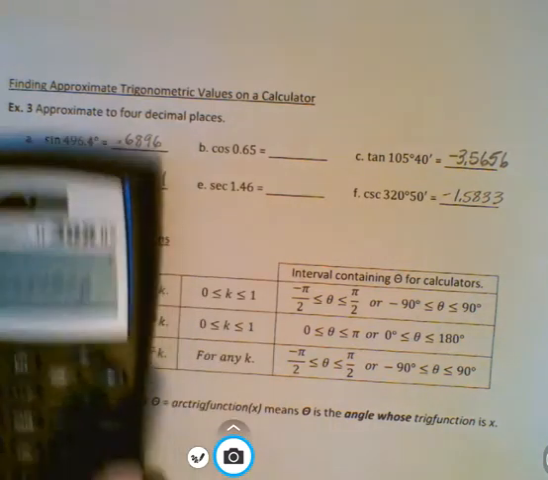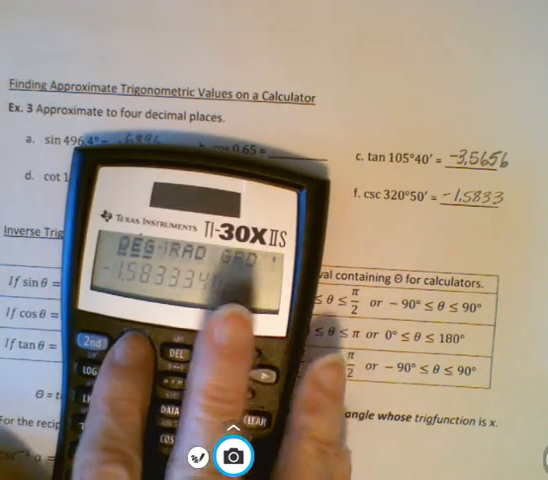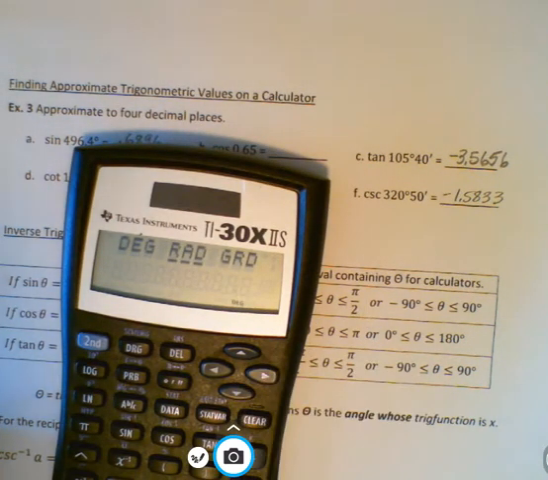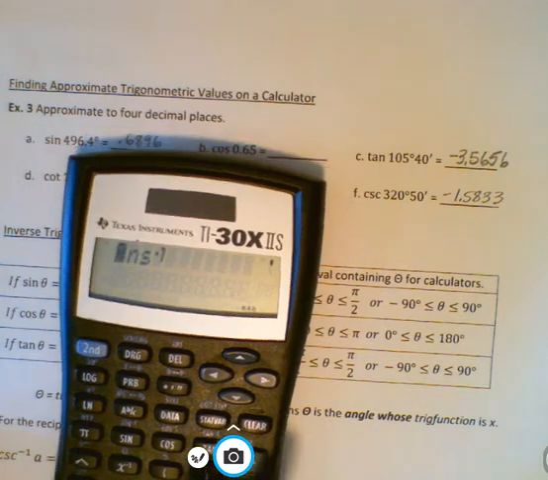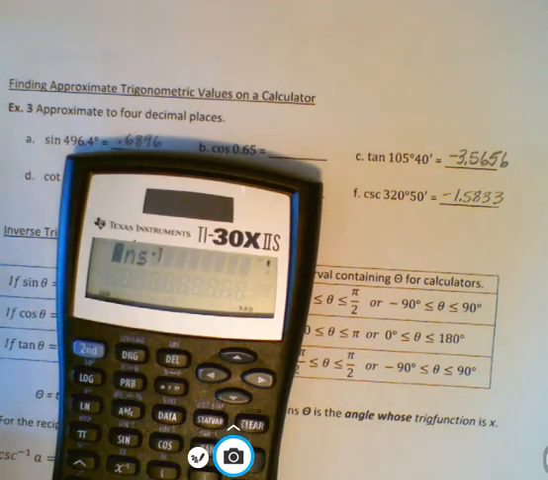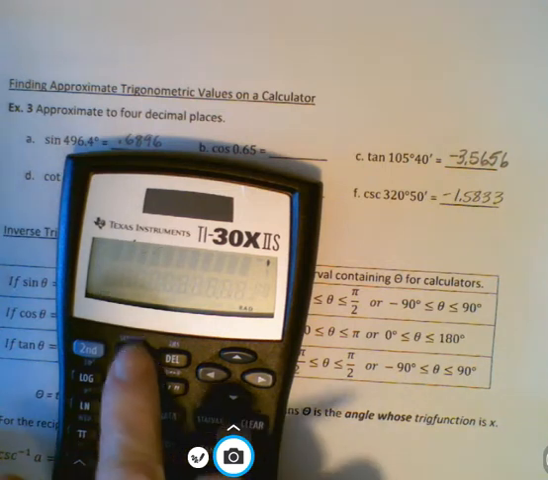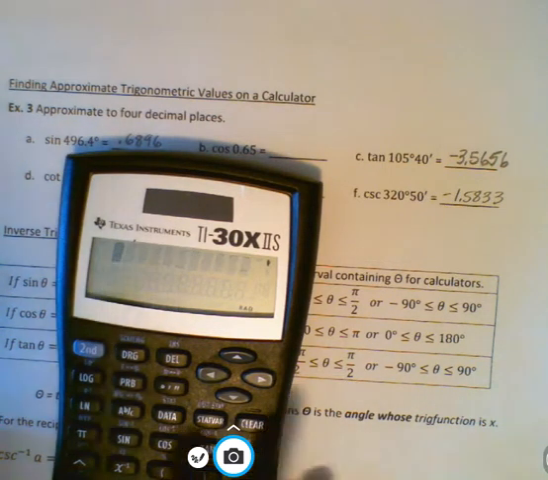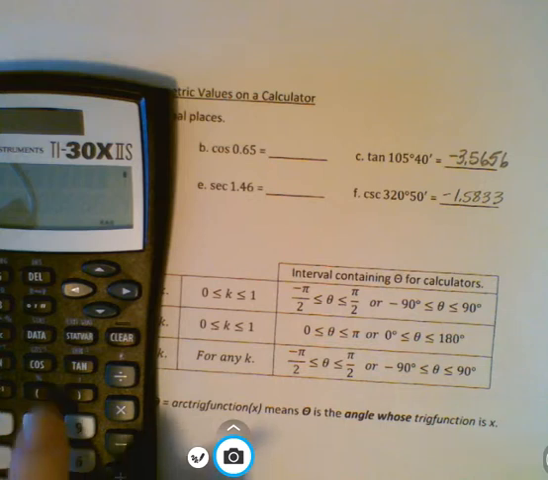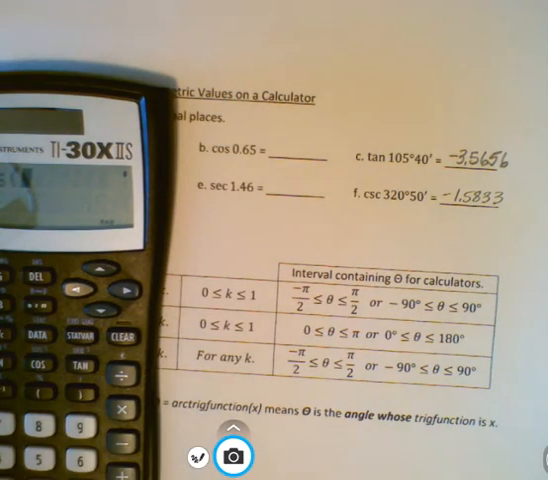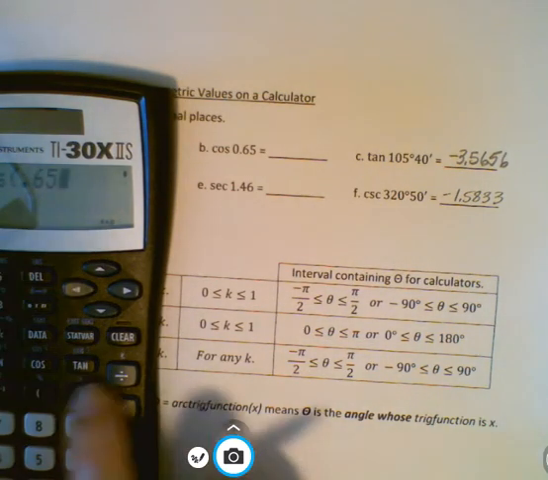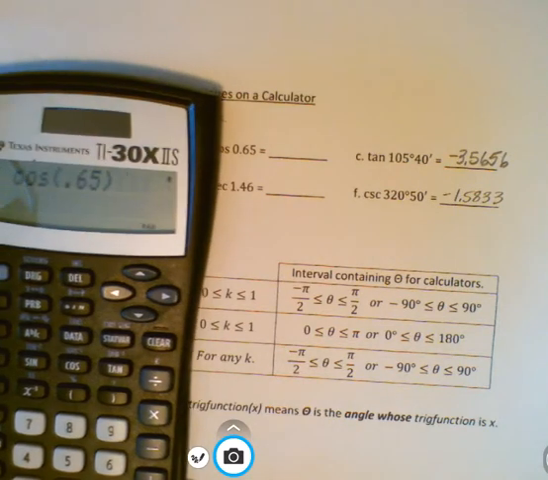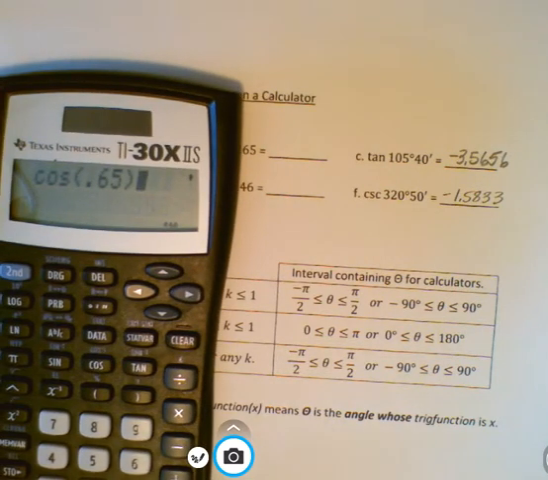Okay, and now let's switch to radians. Rather than jumping around, I like to do it that way. Whoops, let's clear this thing. Clear and switch to radians. We're switched. All right, so we need the cosine of 0.65. The cosine of 0.65 to 4 decimal places, 0.7961.